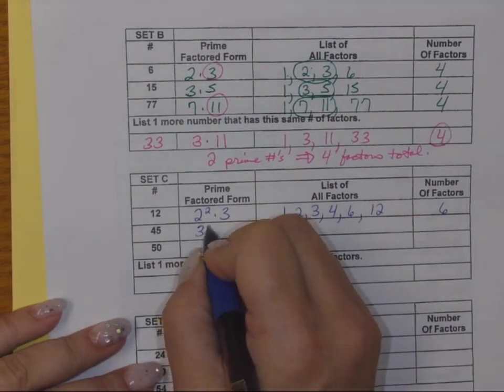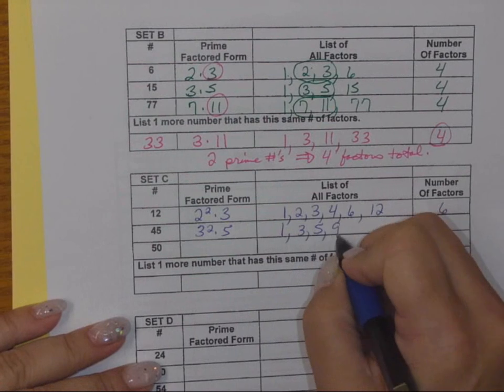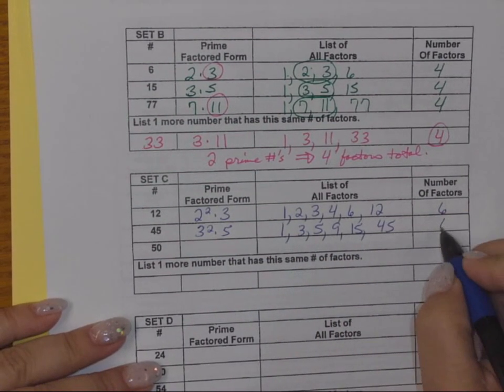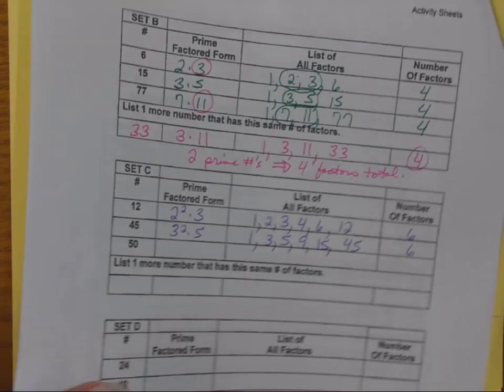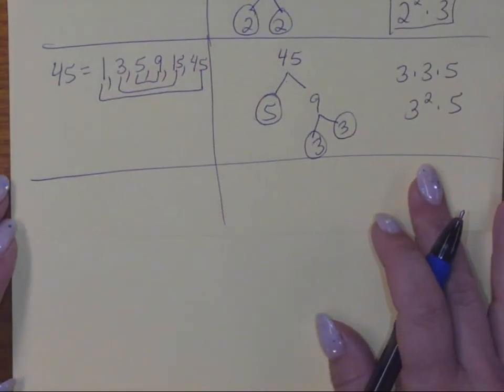Okay, 3 squared times 5. 1, 3, 5, 9, 15, and 45. And again, I see, hey, there's 6 of those guys in there. Okay. The last one in that set, and then the rest of this whole page, you would do in groups.